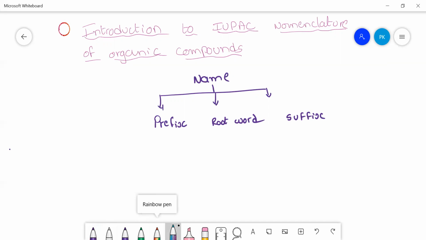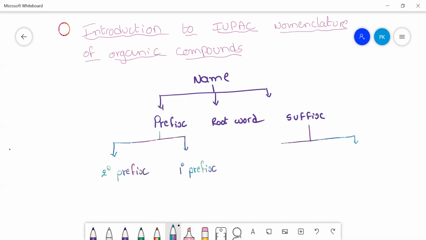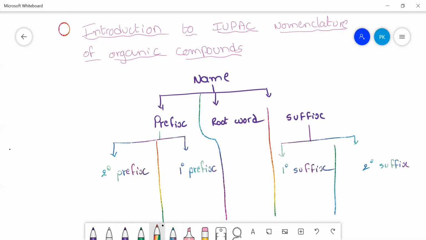Coming to the prefix, there are two kinds of prefixes, students: secondary prefix and primary prefix. And the suffix also has two parts, students: primary suffix and secondary suffix. So let me tell you in detail about all these: primary suffix, secondary suffix, root word, everything.